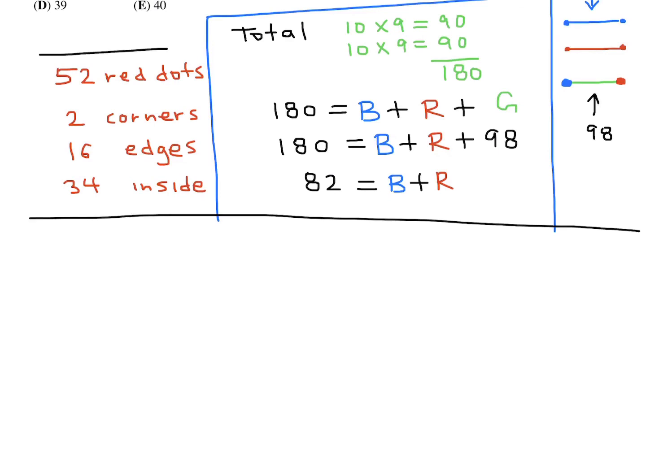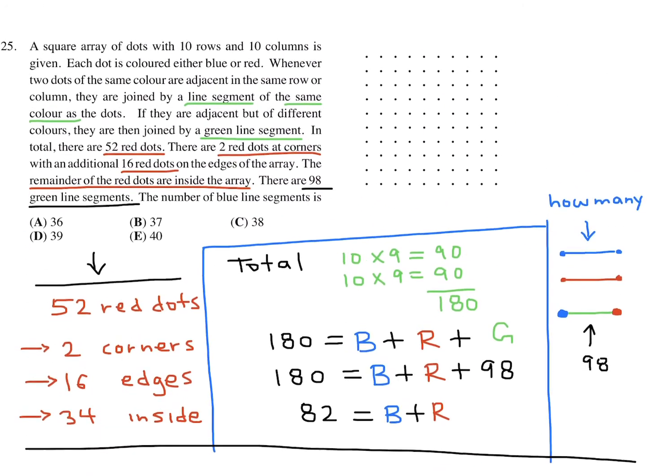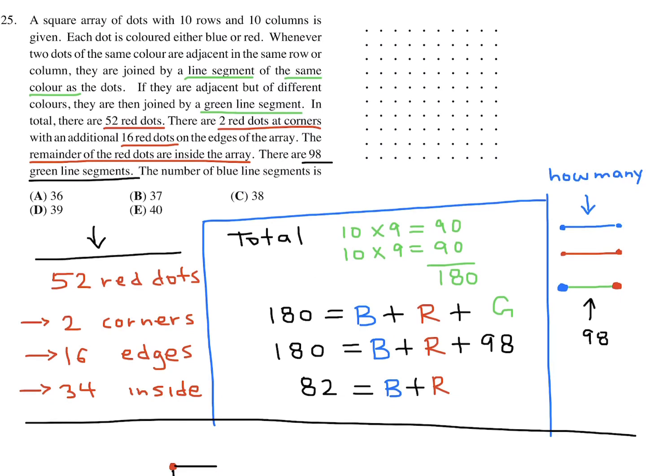Now I'm going to concentrate on this information. They are giving me some important clues. We got 2 at the corners, 6 red dots at the edges, and 34 inside. If you have a red dot at a corner, it will be producing line segments like that. You can look at the graph. I hope that makes sense.